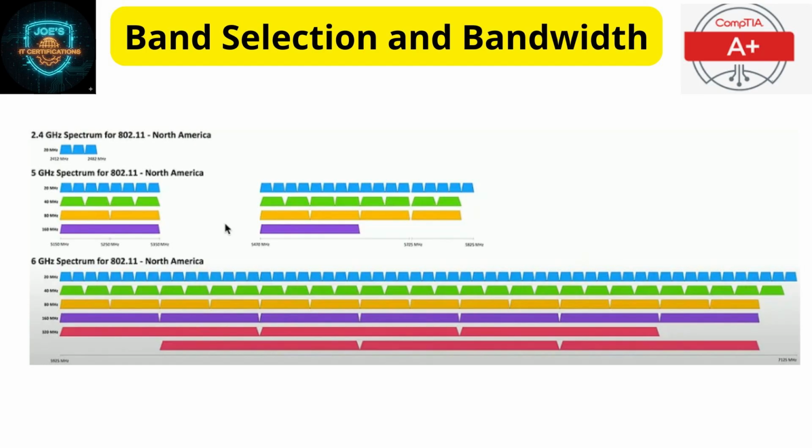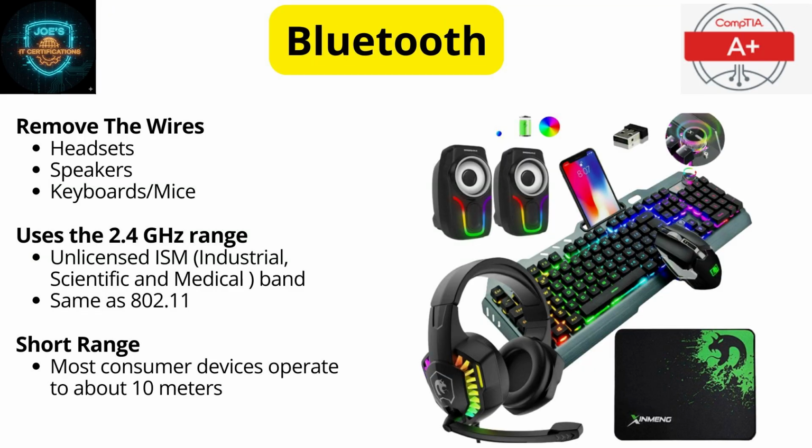But 802.11 is not the only way to transmit wirelessly. If you're using a wireless headset or wireless speakers, you're probably using Bluetooth to be able to connect those devices to your computer. Bluetooth technology uses the 2.4 gigahertz range. You might also see this referred to as the unlicensed ISM band. That stands for the Industrial, Scientific, and Medical Band. These are frequencies that don't require any specialized licenses to be able to use them, which is why we can simply turn on our computers and be able to connect to other devices using 802.11 or Bluetooth.